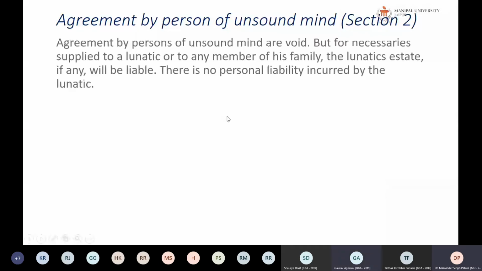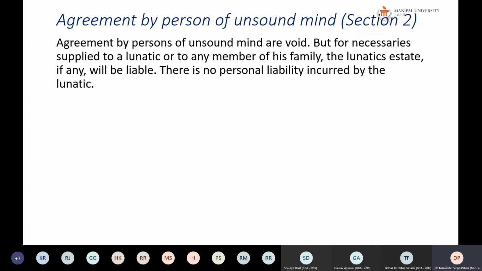So agreements by a person of unsound mind are void, but for necessities. Again, the same thing applies with these people also. If you drop some drunk person home and you incur expenses, you can recover that money from that person's estate. Okay, understood?